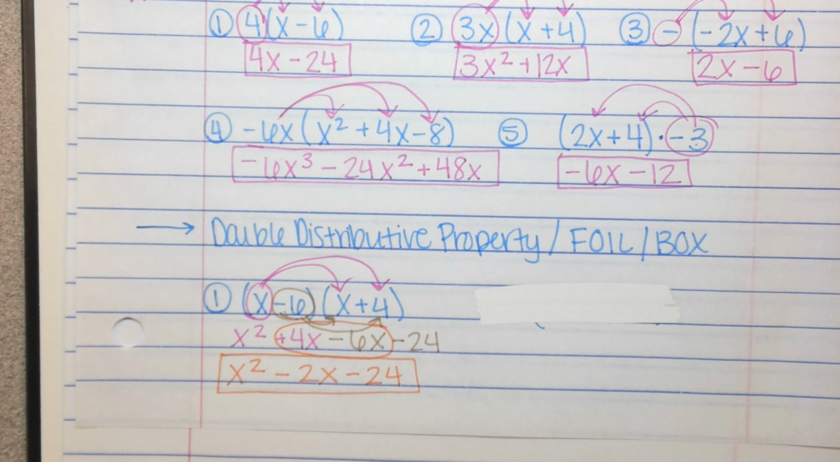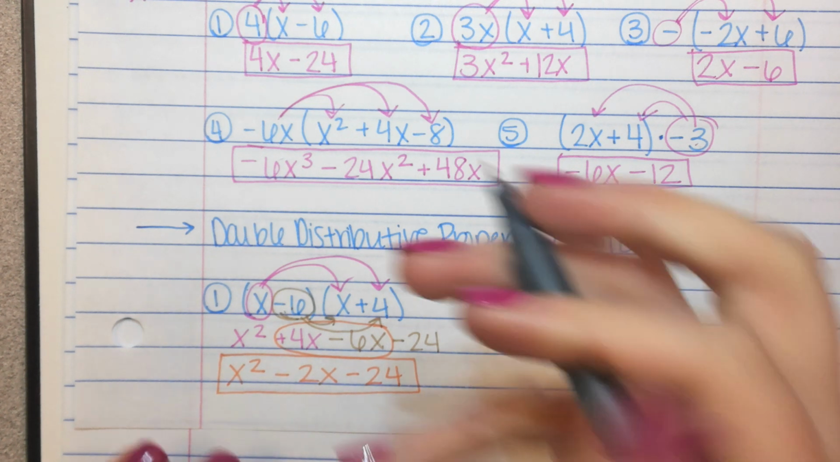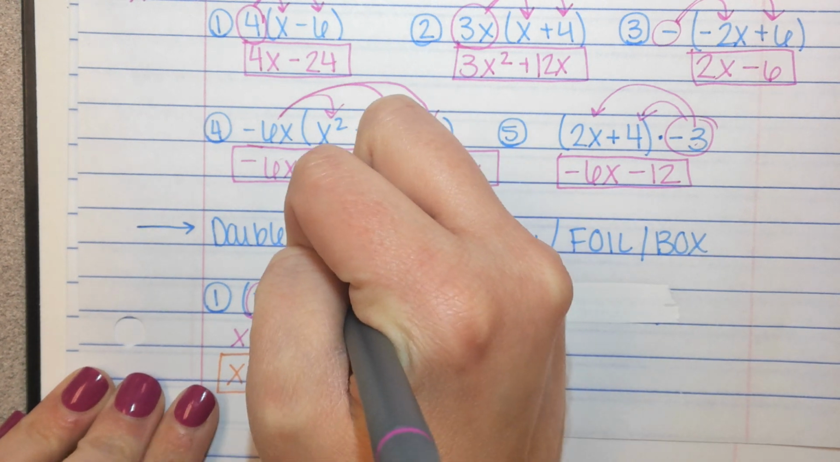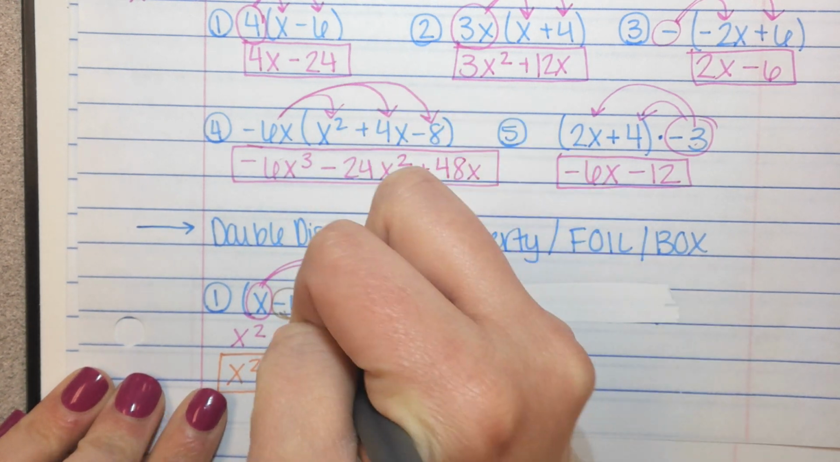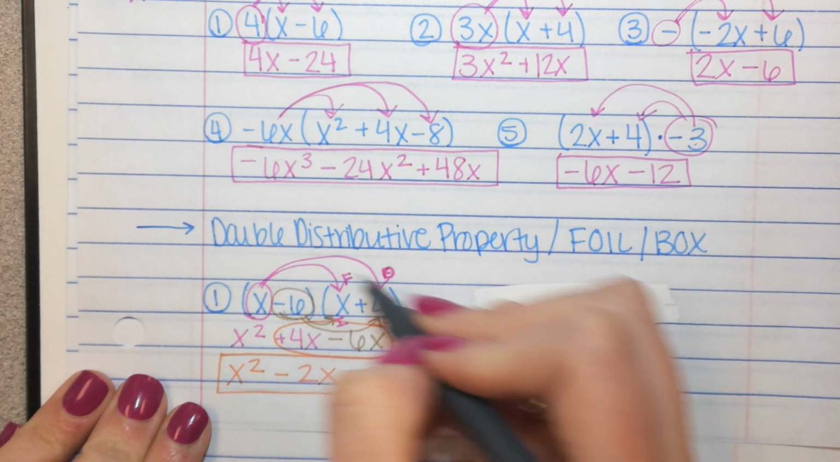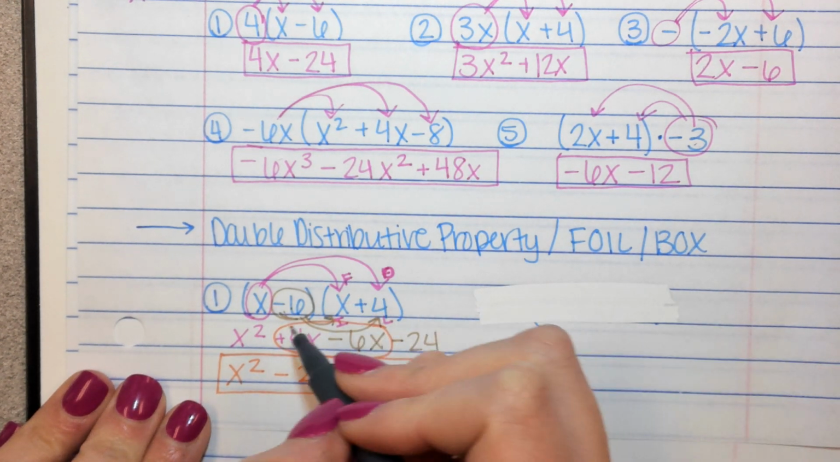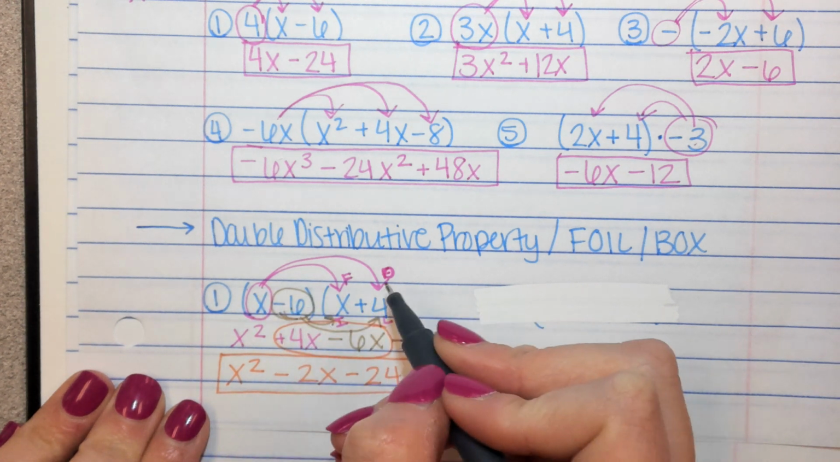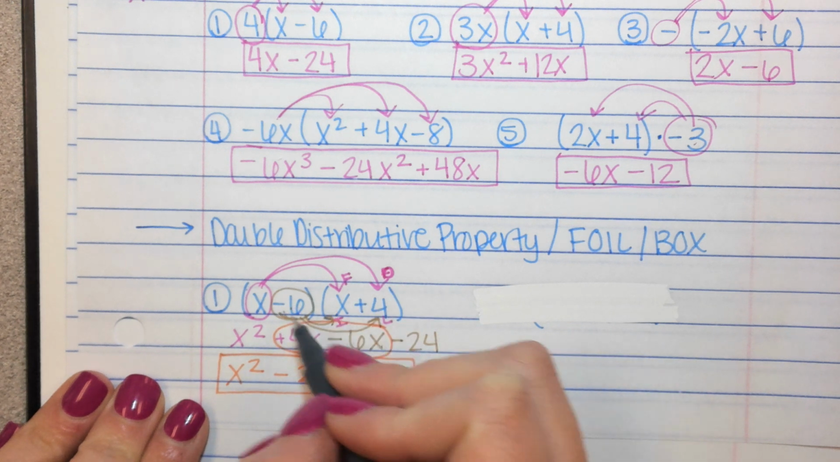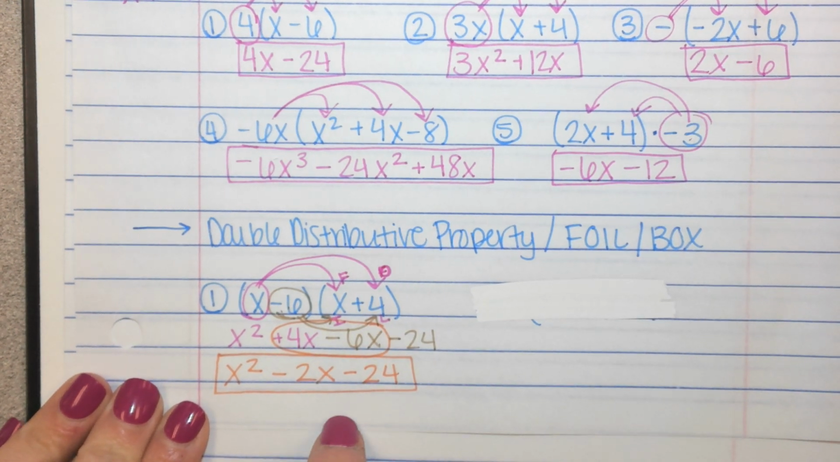Okay. Now, if you wanted to do the FOIL method, you would do this exact same thing, except this would be F, this would be O, this would be I, and this would be L. So you're really doing the same thing. You just are using that FOIL. So first, outer, inner, last. Okay, and it works out the same way.